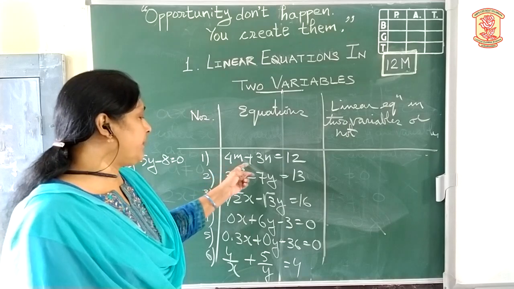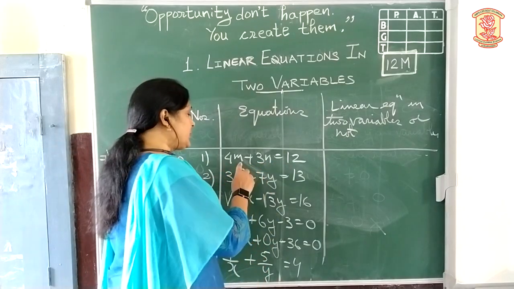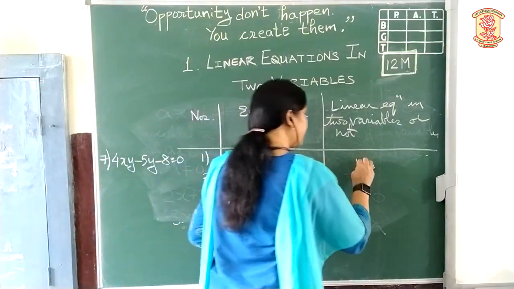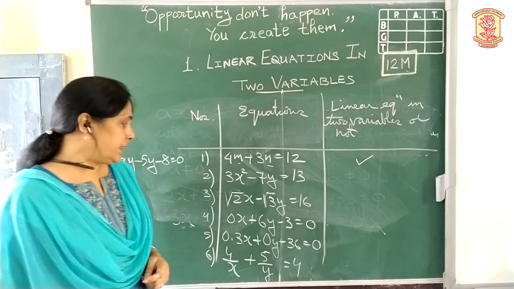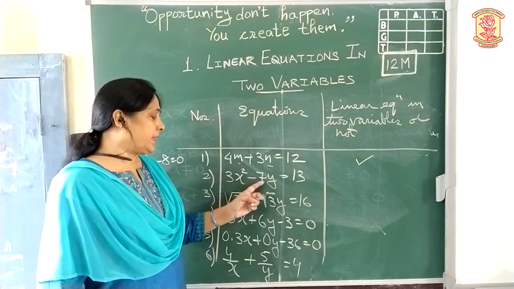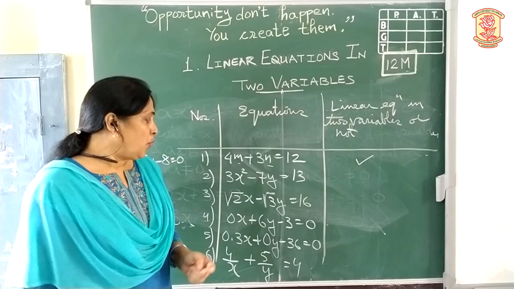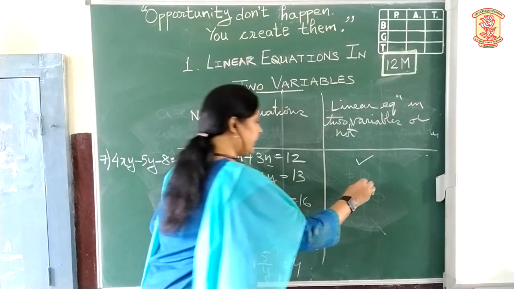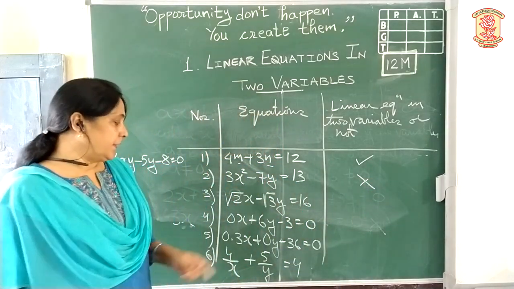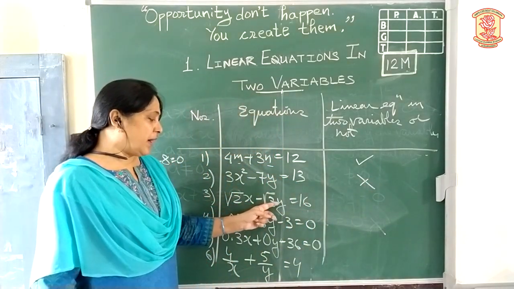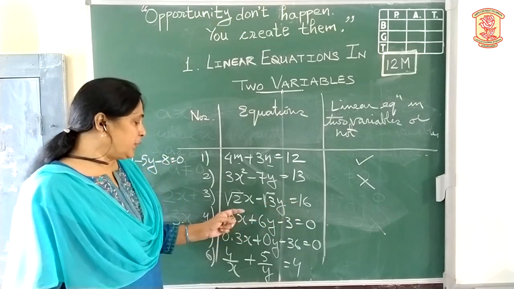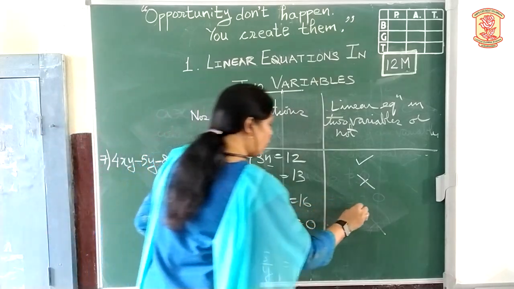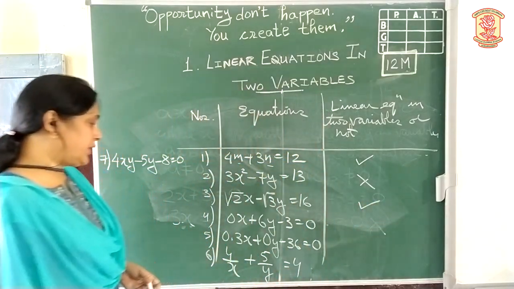The first one is 4m plus 3n equals to 12. The variables used are m and n. And what is the highest degree? 1. So this is a linear equation in two variables. The second equation, 3x square minus 7y equals to 13. What is the highest degree of the variable? It's 2. So this is not a linear equation. The third, root 2x minus root 3y equals to 16. Again the variables used are x and y and the highest degree of the variable is 1. So this also is a linear equation.